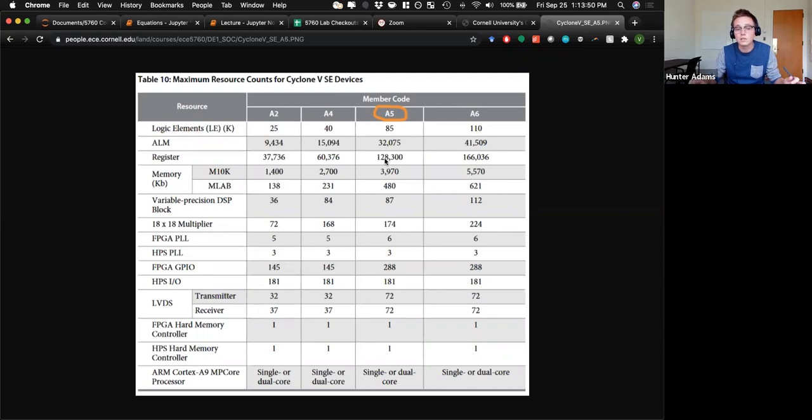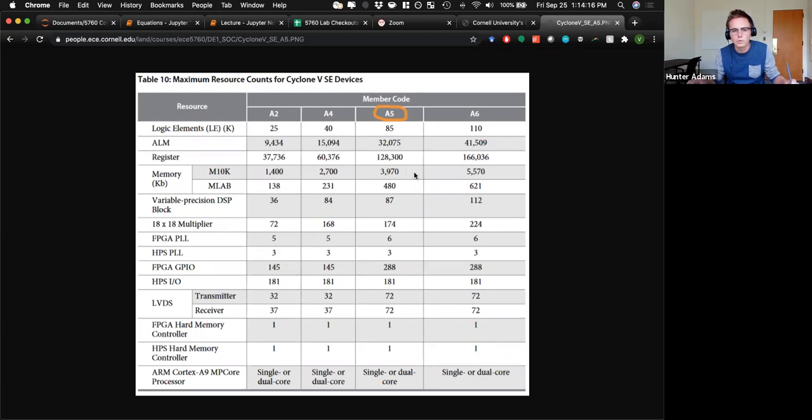You need to instead use some sort of memory, and I recommend that you use this M10K memory. You can see that on this board we have 3,970 kilobits of M10K memory. So that can store a lot of state information. And I'll go through some examples about how you build this and how you manipulate it. But this is the amount of memory that you have available.